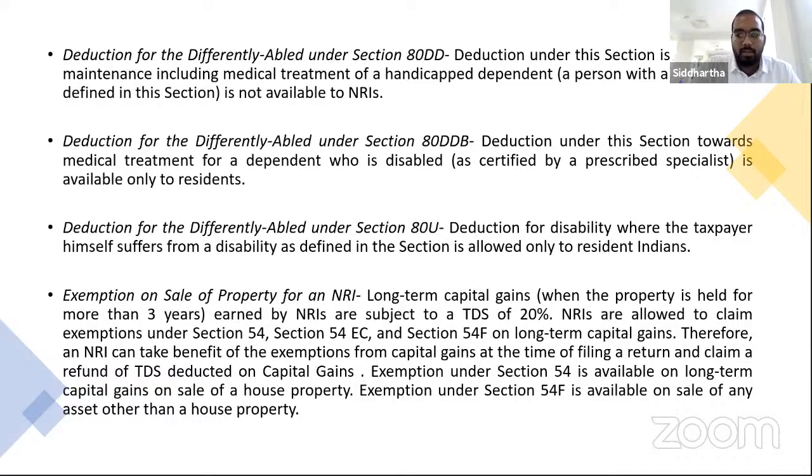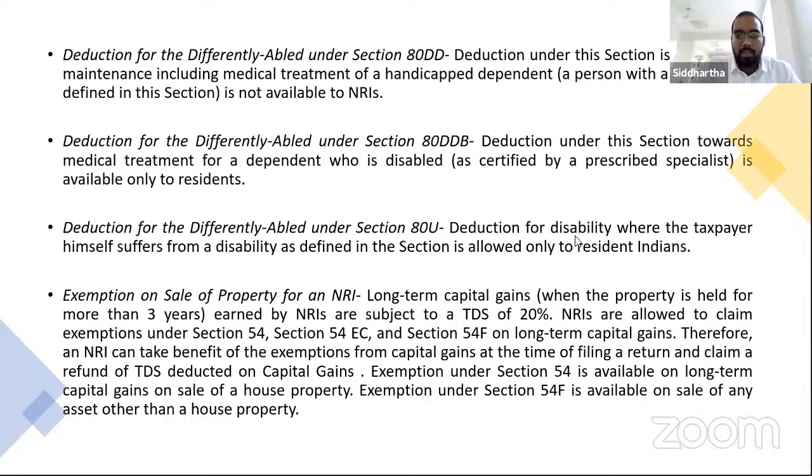There are a few more exemptions which a non-resident can't claim. They are 80DD, which is for a differently abled person, and 80DDB. Again, if you have made any medical expenditure for a dependent person who is disabled, that exemption is also not available for non-residents. 80U, the deduction for disability where the taxpayer himself suffers from disability, as defined under the section, is allowed only for resident individuals. It is not available for non-resident individuals.